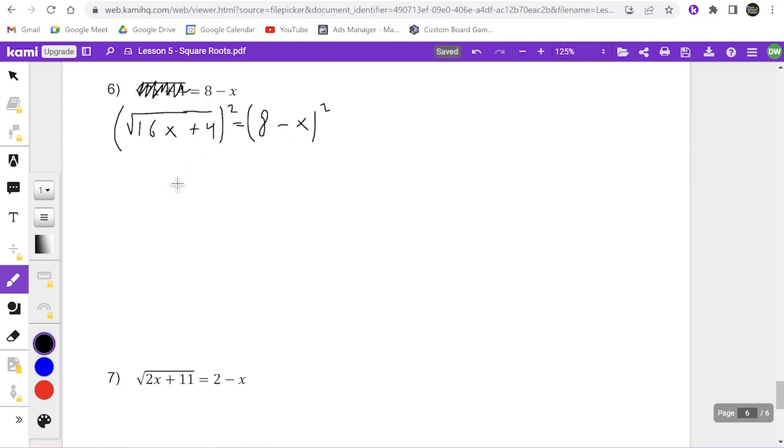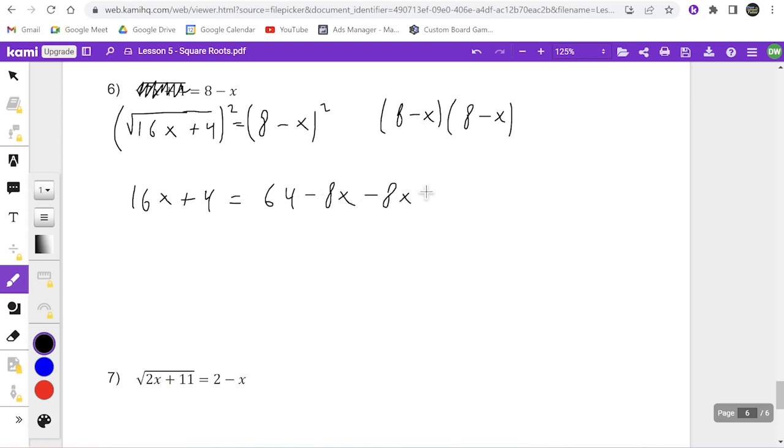Square root and the squared cancel. I get 16x plus 4. And then on the right, 8 minus x squared. Again, I have to FOIL this. So 8 minus x times 8 minus x. 8 times 8 is 64. And then I get minus 8x. And then I get another minus 8x. And then negative x times negative x is actually plus x squared because the two negatives cancel.